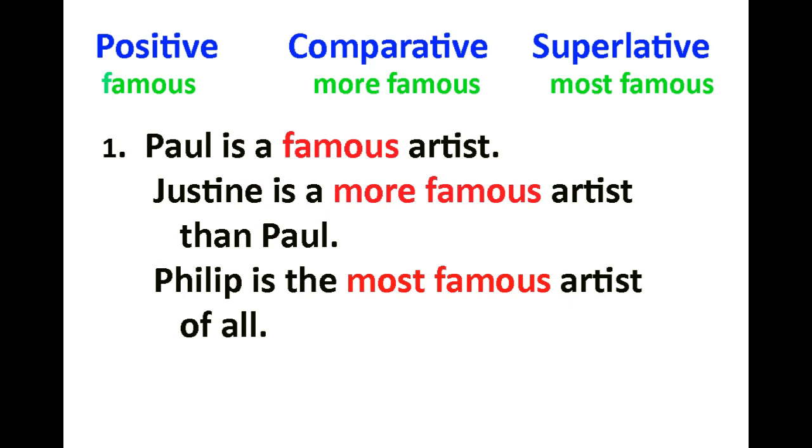To show the comparative degree of the adjective famous, we have to use the word more before the word famous. So it will read as more famous. And for the superlative degree, we use most. It will now become most famous.